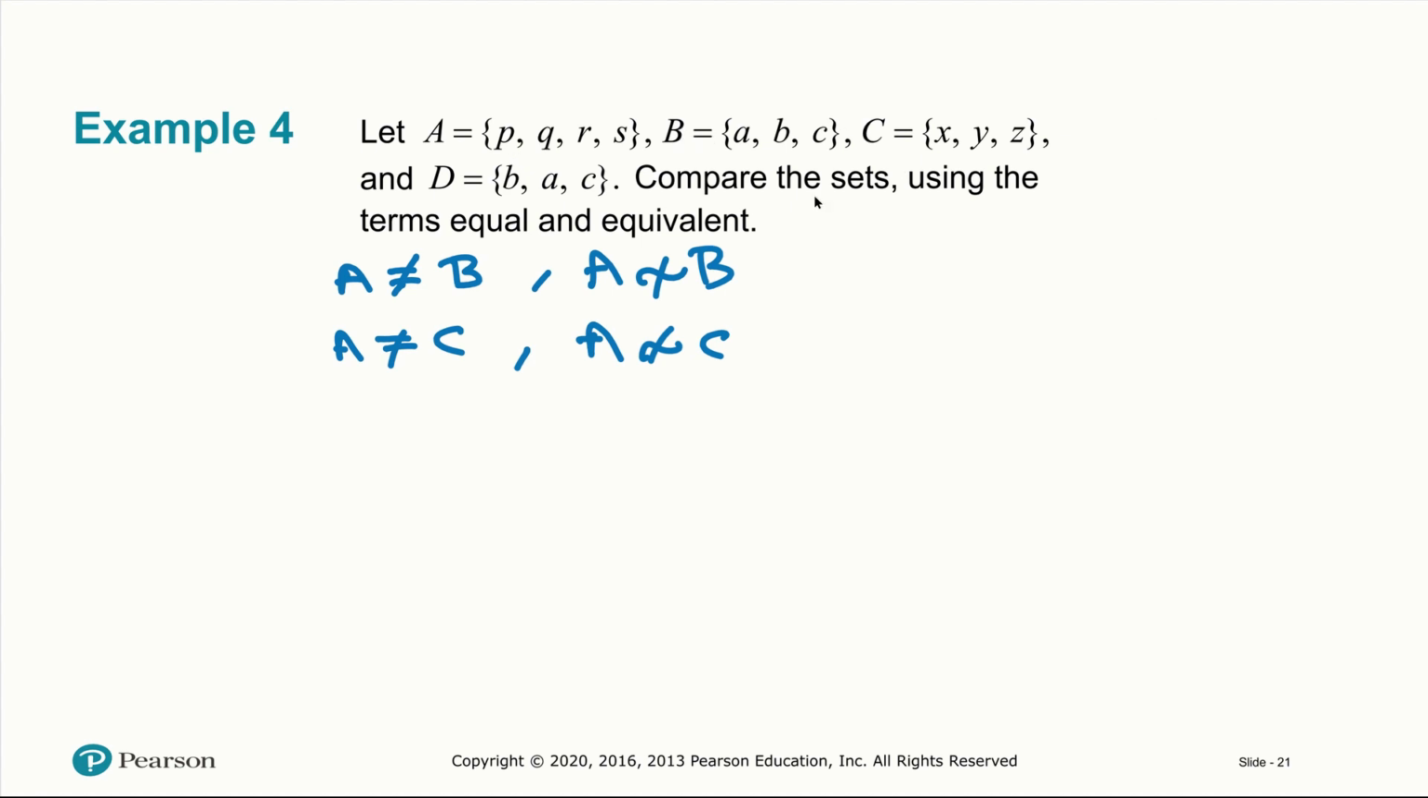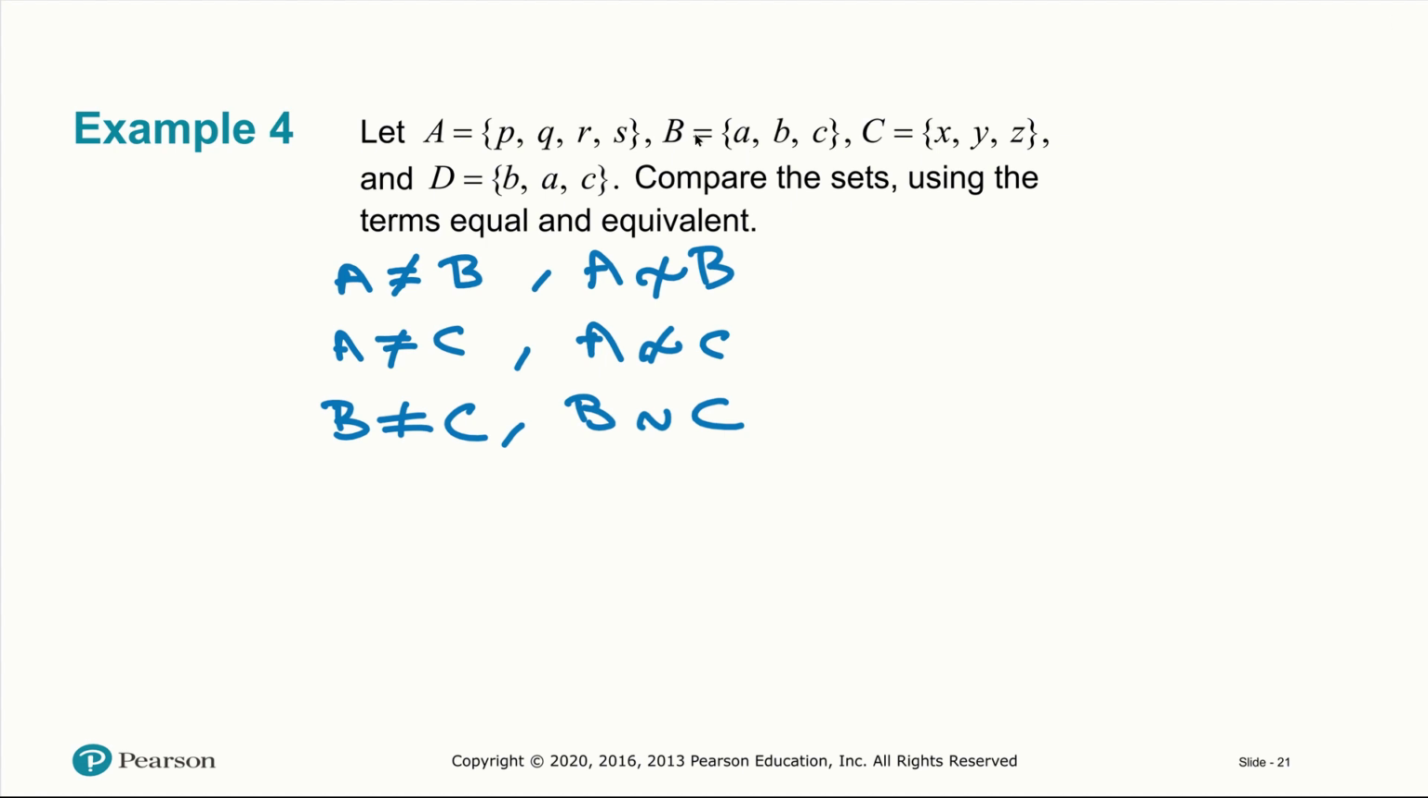So we move on to B and C. Are B and C equal? Clearly not, because they have different elements, right? Their elements are not all the same. However, we notice that they do have the same number of elements, so we can put them in a one-to-one correspondence, right? So B and C are definitely not equal, but do notice that B and C are, in fact, equivalent, okay?